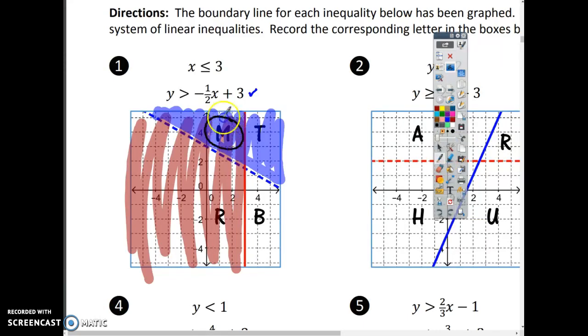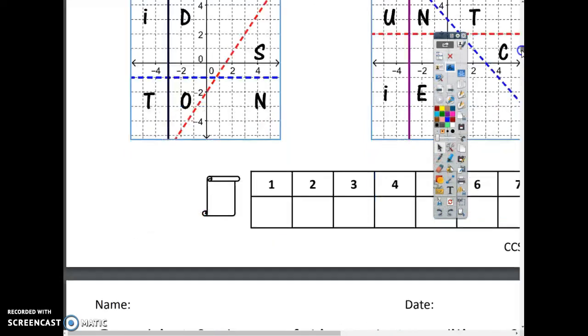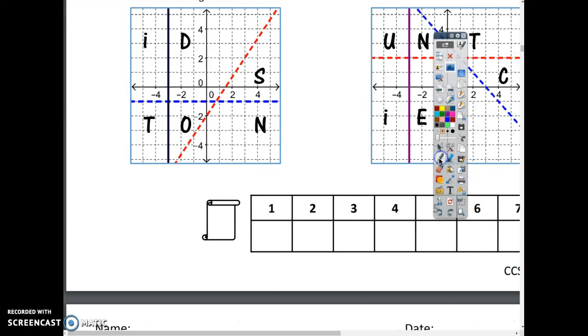Mine is M. Which one is yours? So look at your paper and look at where you used both colors, los dos colores. What letter is it? Okay? And then you're going to go down here. This is number 1 is M. So down at the bottom, you're going to go to the bottom. And where you see number 1, you're going to put M.